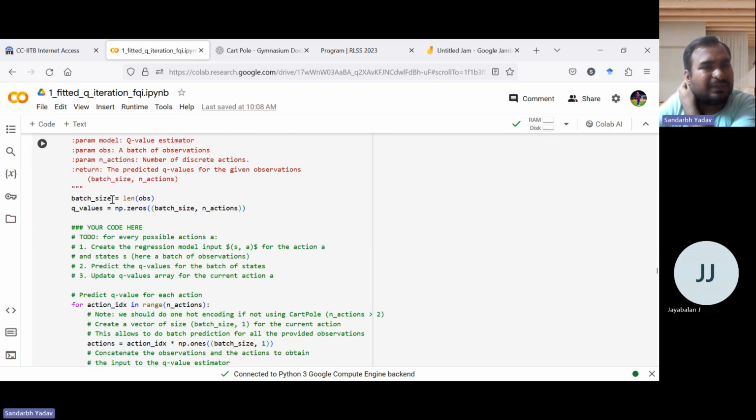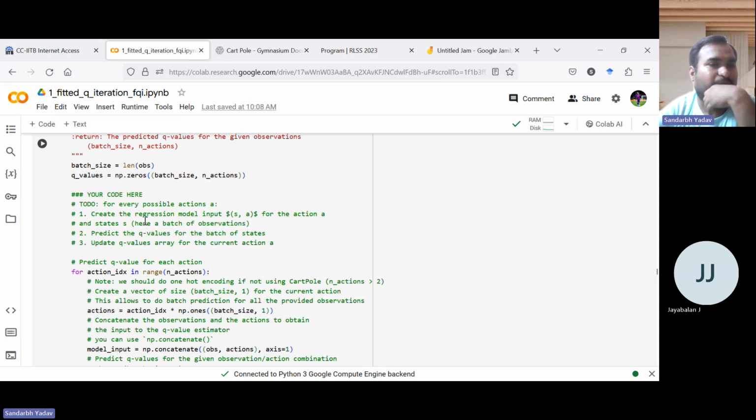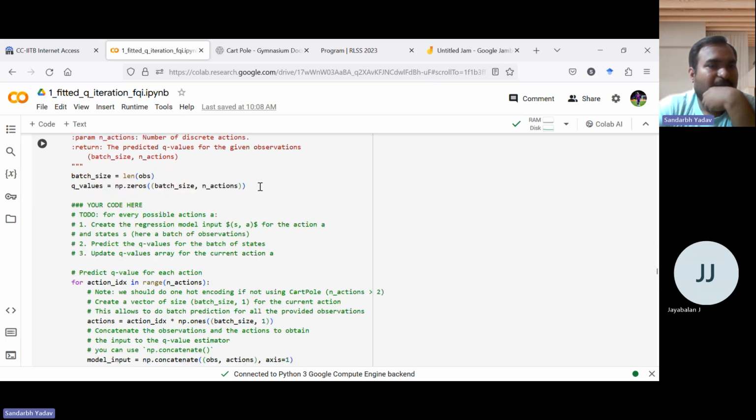Here they are using some batch concept. This notebook has been written with the perspective that you can change the environment and everything. They are using the batch size as the length of the observation space, which is 50,000. That shouldn't matter, but you can use a smaller batch size. Either way, it will be looping over batch sizes also. And this is the Q value.